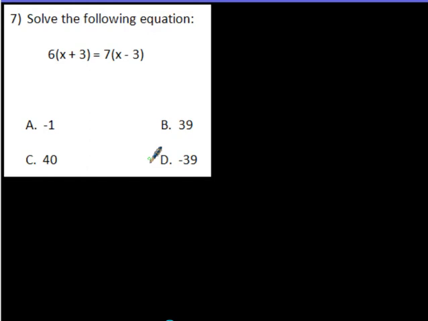This is number 7, number 8, and number 9.